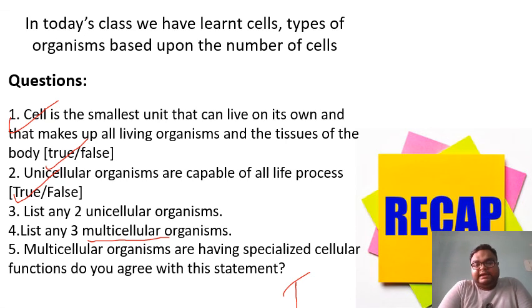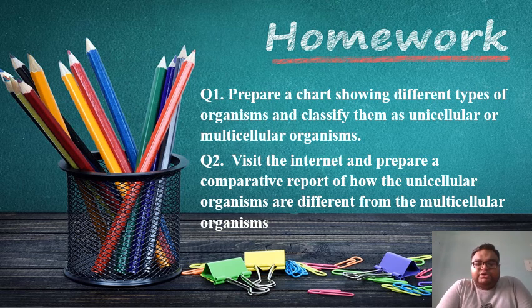Okay, students? Now let's come to the interesting part of the class, the homework. What you need to do is prepare a chart showing different types of organisms and classify them as unicellular or multicellular organisms. After that, you need to visit the internet and prepare a comparative report of how unicellular organisms are different from multicellular organisms. This is the task for you.